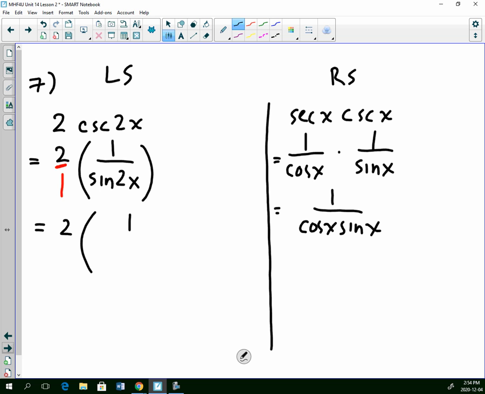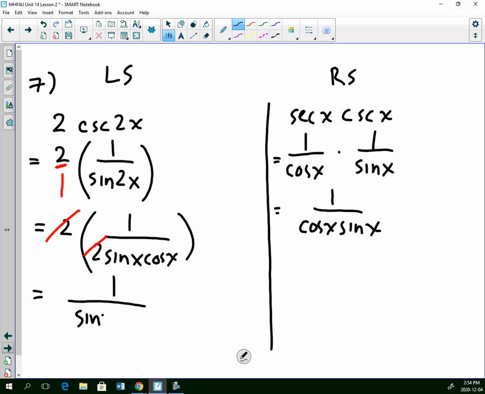Okay, so then I'm going to change sine 2x to 2 sine x cos x. And then I can reduce the 2's. And we get sine x over cos x, so left side equals right side. So that one's pretty easy. Okay, we're just changing to sine and cosine and simplifying, and we get the left side equals the right side.